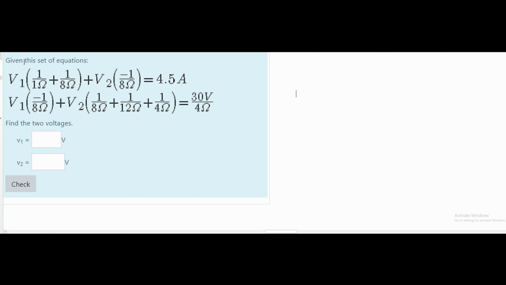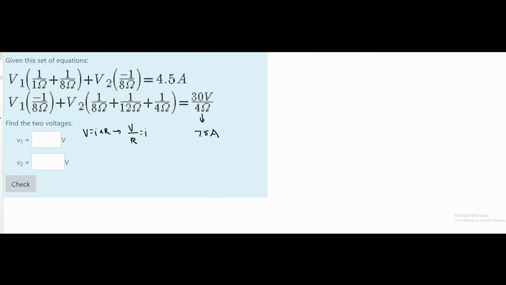In this problem, we are given this set of equations, and we need to find voltage 1 and voltage 2. Looking at these, the first thing I'm going to see is that this is a voltage over ohms. That means if we divide them, we are going to get amps. We're going to use this formula, voltage is equal to current times resistance, and then rewrite it to see that our voltage over resistance is equal to our current. So this is just going to be 7.5 amps.